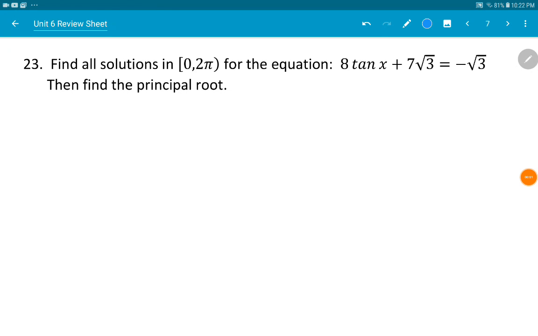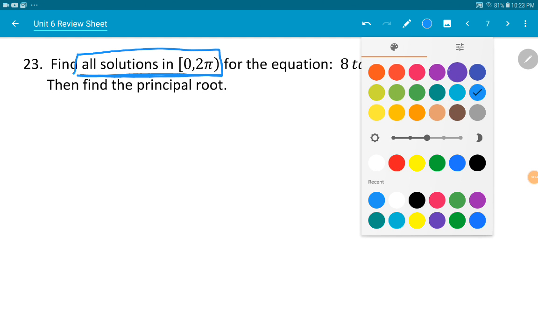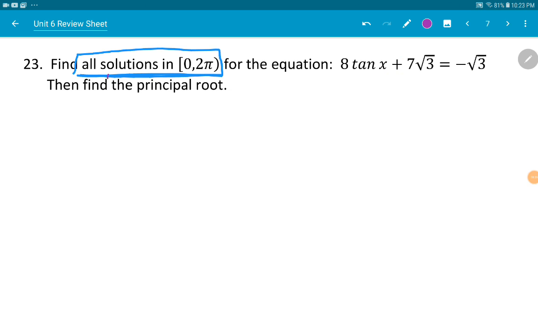Here we're looking for all the solutions in 0 to 2 pi. So we're looking at the entire unit circle, 0 to 2 pi, not including 2 pi, for this equation. And then we're going to find the principal root, which will be a different solution. So we'll do that one in purple.